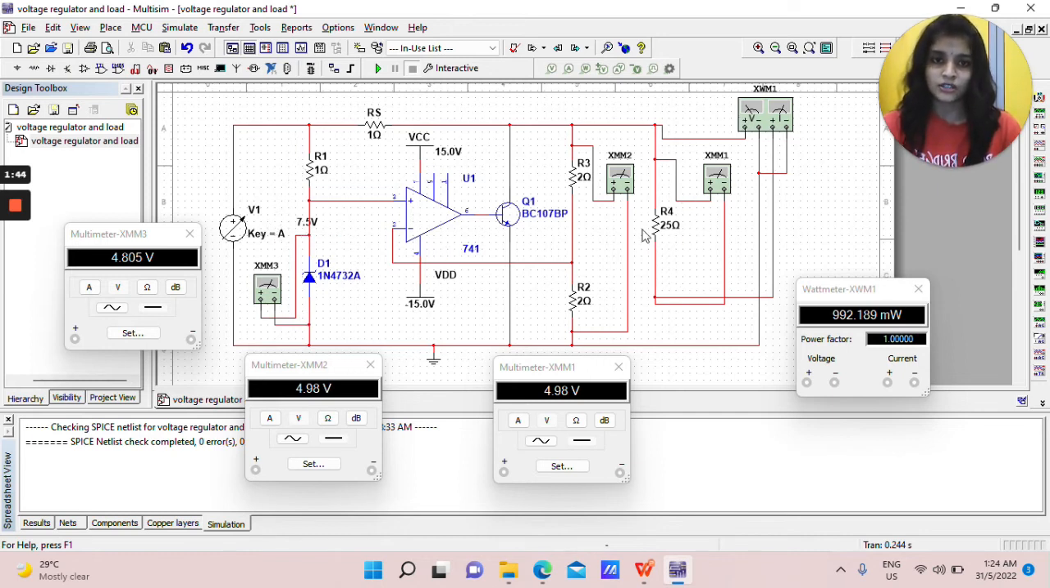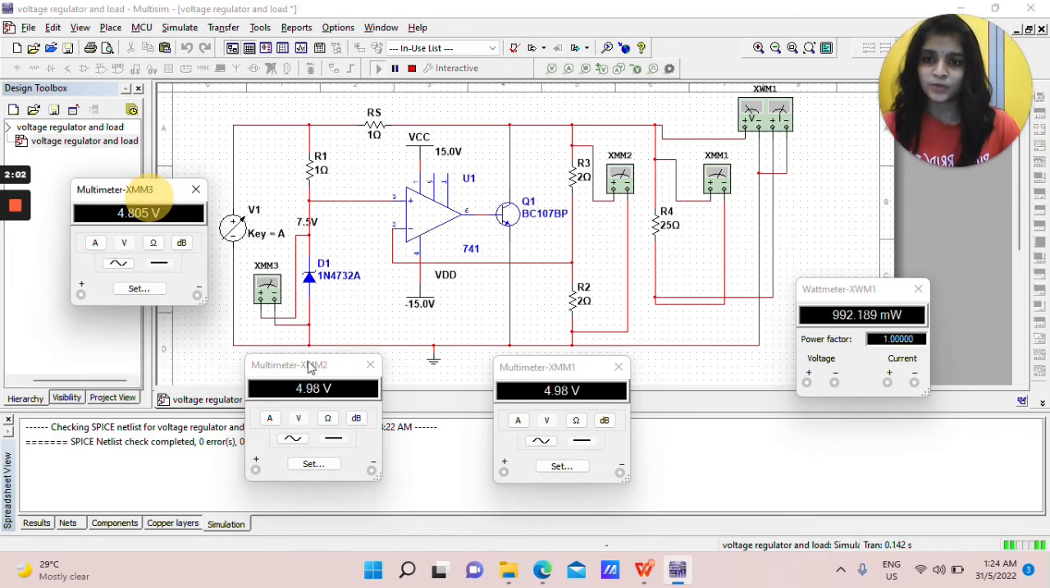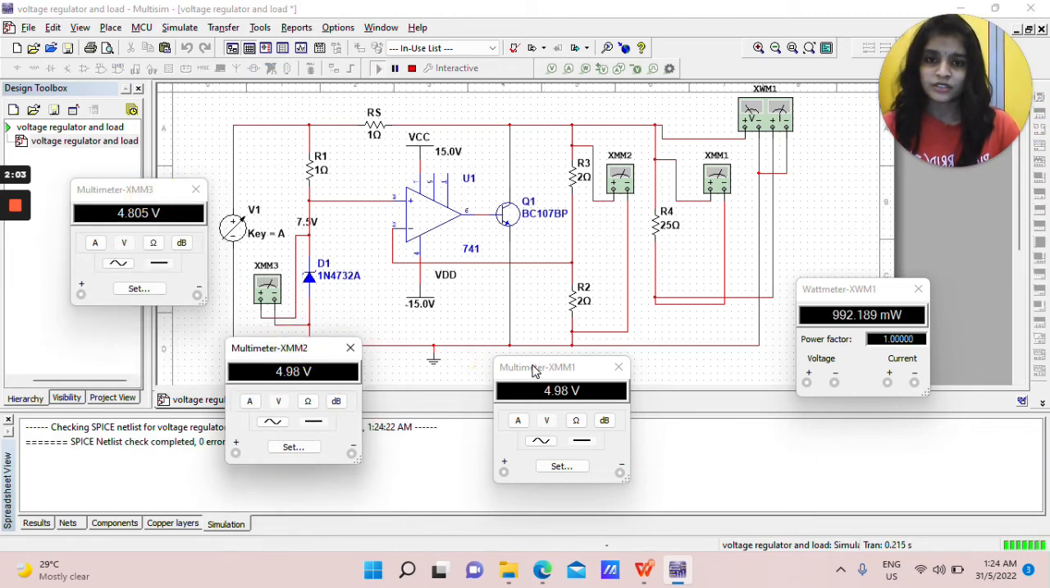So this is the load for the circuit. For the voltage regulator we use a potentiometer, and this potentiometer is used to adjust the voltage that we want. Okay, then when I run it, these are the values that I obtained for the circuit.